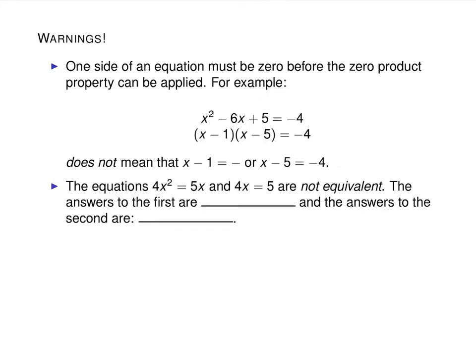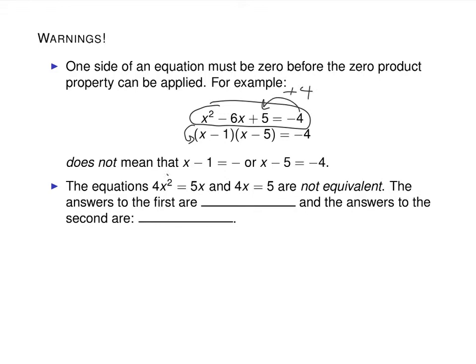Okay, so just a couple of warnings. One side of an equation has to be 0 before you can use the zero product property. So for example, sometimes students try to take this expression and say, oh, it factors into x minus 1 times x minus 5 equals -4. What should they have done first instead? Add 4 to that side, exactly, plus 4.